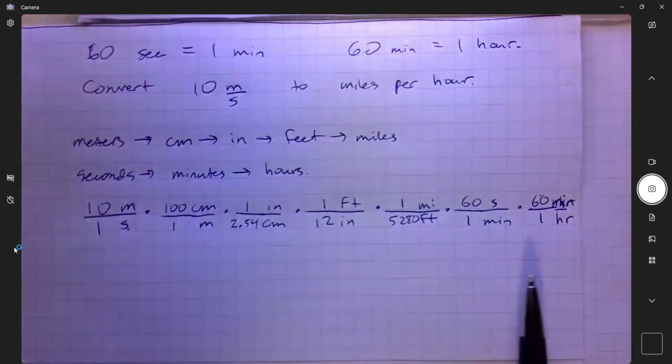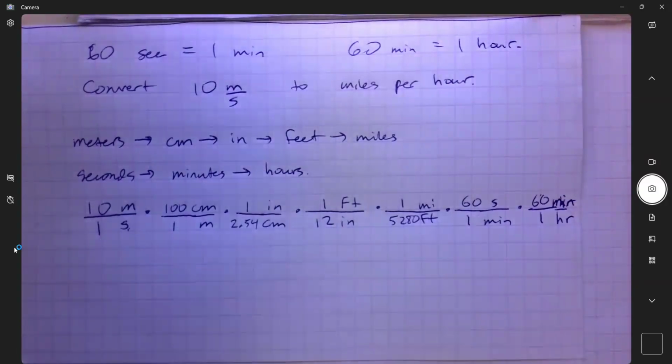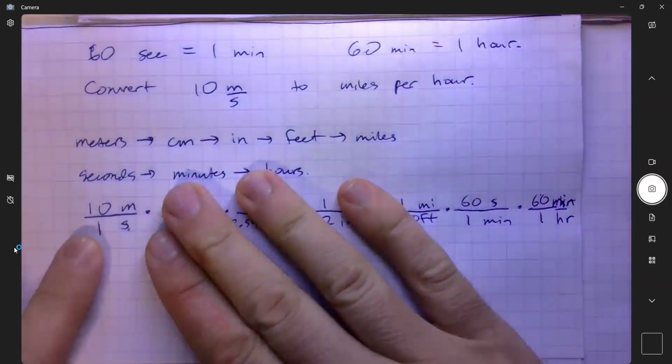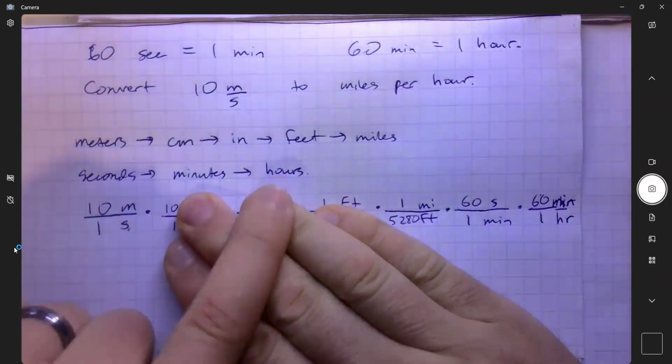So you can do this all in one long chain, or first you can convert the distance and then you can come back and convert the time. But let's just look at the time piece. Here I had 1 second in the denominator, and I want to have hours in the denominator.